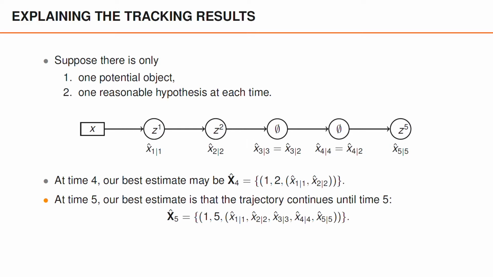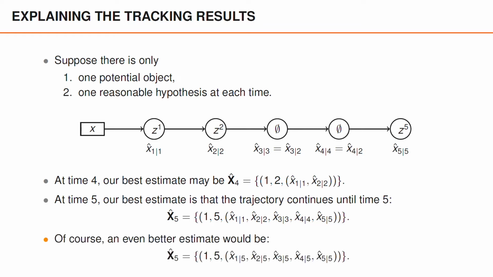Suppose now that at time 5, we believe that Z5 is a detection from the same object. In that case, we would realize that the object must be present, which means that it had not disappeared. Instead, we had just failed to detect it at time 3 and 4. Our new estimate of the set of trajectories would then be that we have one trajectory that starts at time 1 and that continues until time 5. As estimates of the state sequence, we could use x hat 1 given 1 to x hat 5 given 5. We note that this estimate is readily available from the quantities that we already compute in a PMBM filter. As you can see, this resembles what we observed in the simulation example on the previous slide.